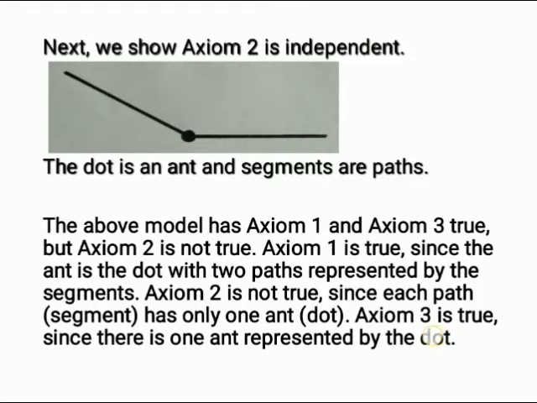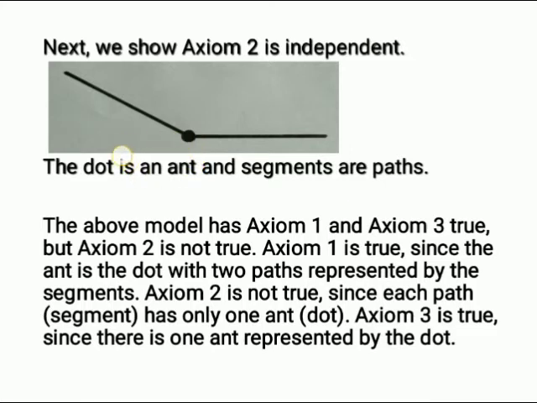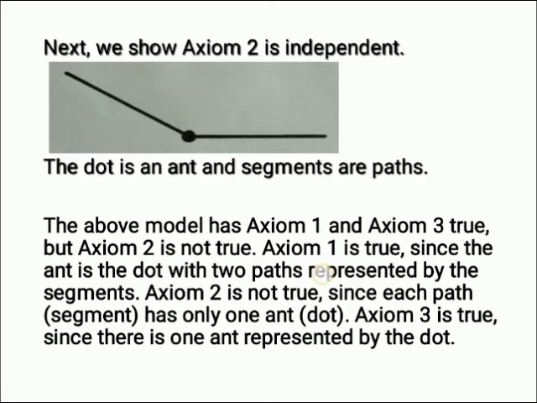So axiom 3 is true since there is one ant represented by the dot. 'Di ba sabi sa axiom 3 na there exists at least one ant. So, meron tayong nakikitang kahit isang ant. That's why, nasatisfy din natin yung axiom 3. As a summary, nasatisfy yung axiom 1 and axiom 3 maliban sa axiom 2. That's why, dito sa model na to, axiom 2 is independent.